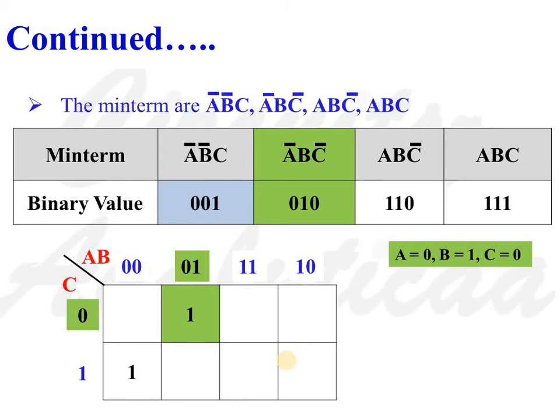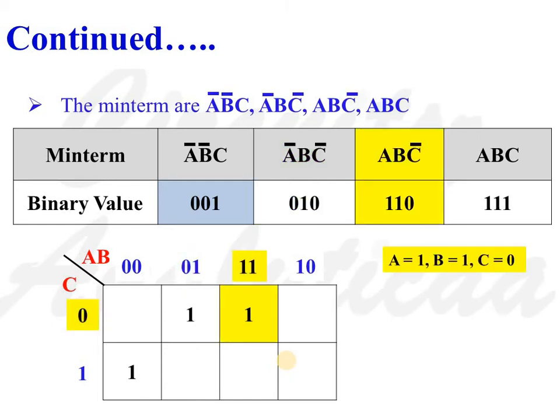Next minterm is A bar B C bar. Binary value is 0, 1, 0. So in the K-map, locate the cell whose address is 0, 1, 0. A is equal to 0, B is equal to 1 and C is equal to 0. That cell is also filled with logic 1 as we are mapping minterms.